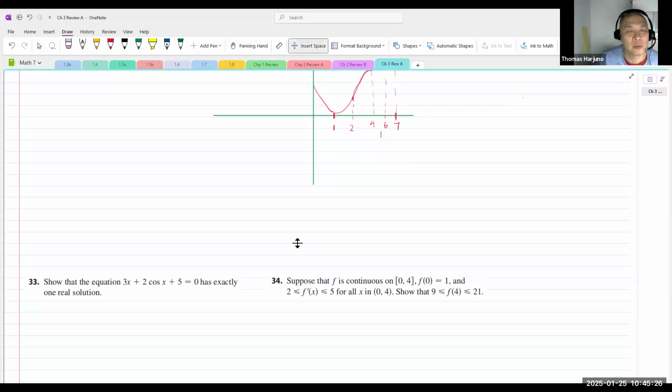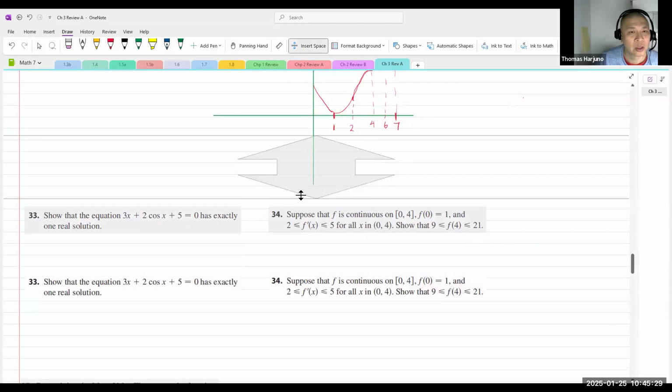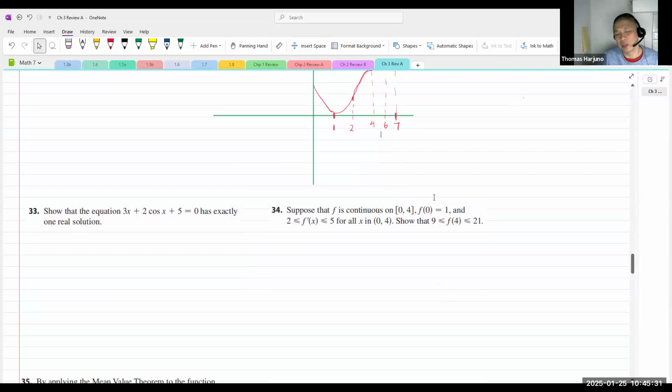Now, from here, I will go on with the material that has to do with, especially, section 3.2. Okay, show that this equation has exactly one real solution. Okay, let's define the function first that we will deal with. So let fx equal 3x plus 2 cosine x plus 5.